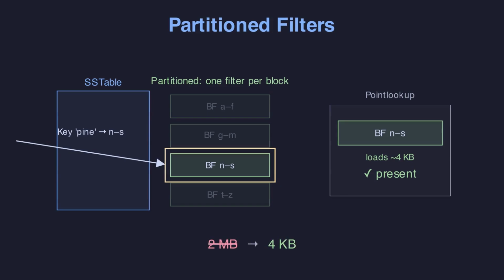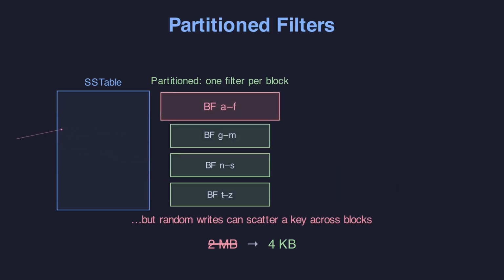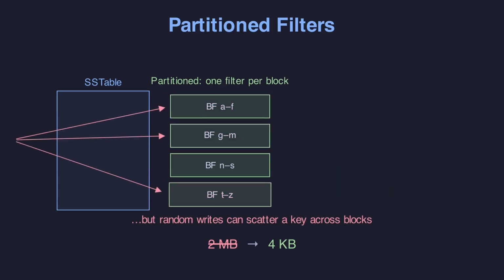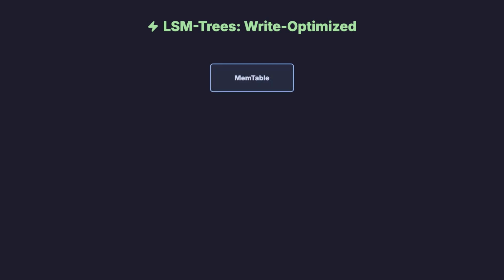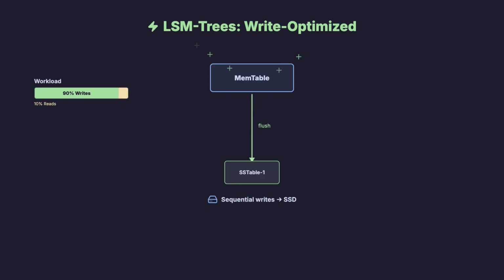This dramatically reduces I/O for point lookups, but random write patterns can still scatter data across many blocks, forcing multiple filter reads. So when does all this pain make sense? LSM-trees shine when your workload is write-heavy and you can tolerate moderate read latencies. Think time series data, logging, message queues, or secondary indexes where the data volume is huge and you rarely need sub-millisecond point reads. If your system does 90% writes and 10% reads, an LSM is almost certainly the right choice.